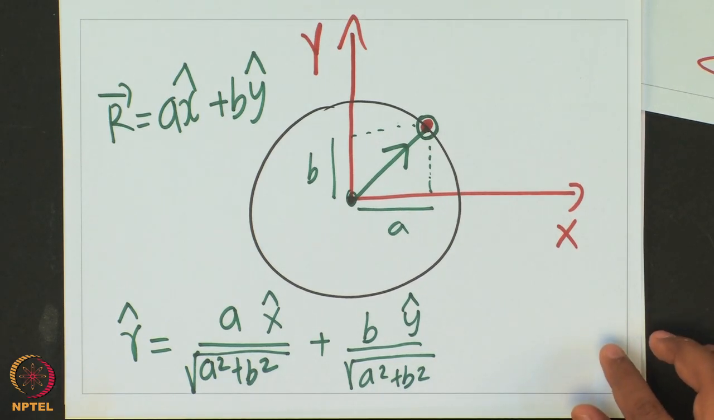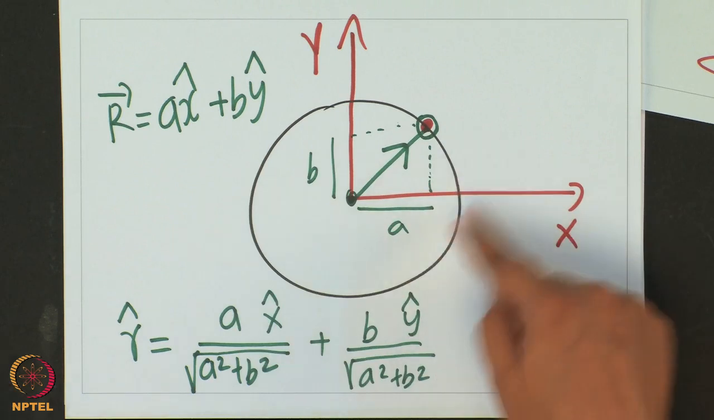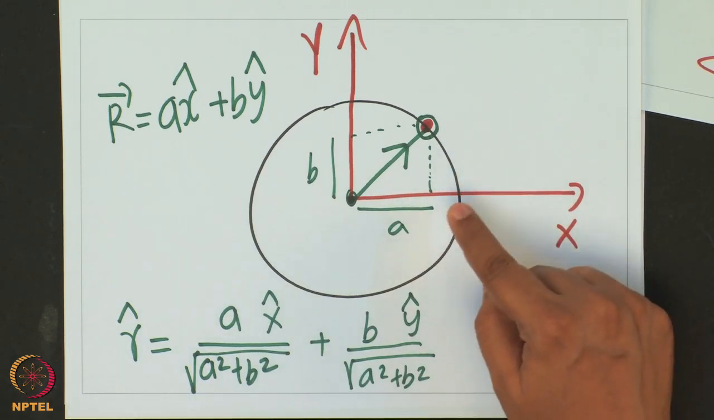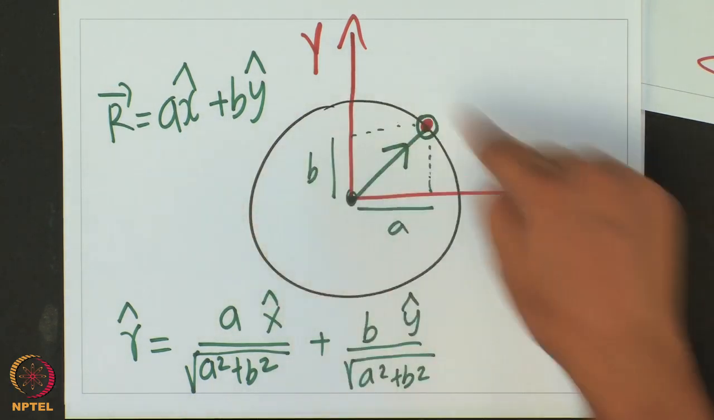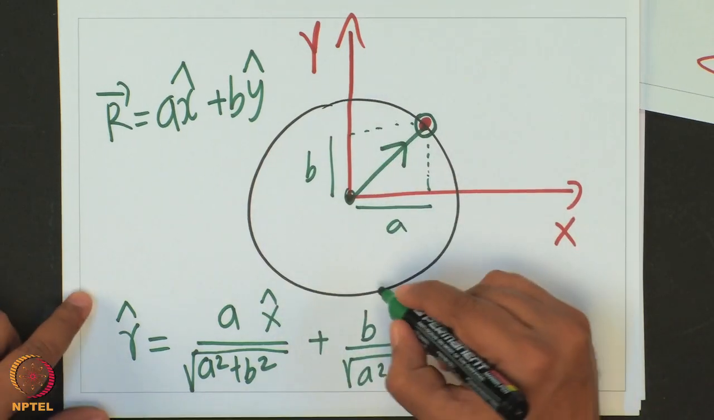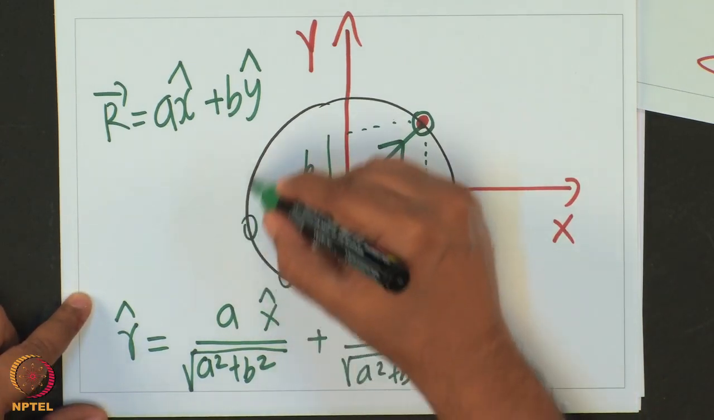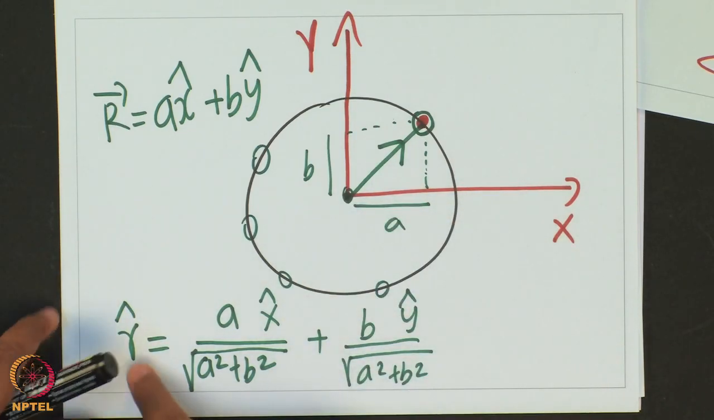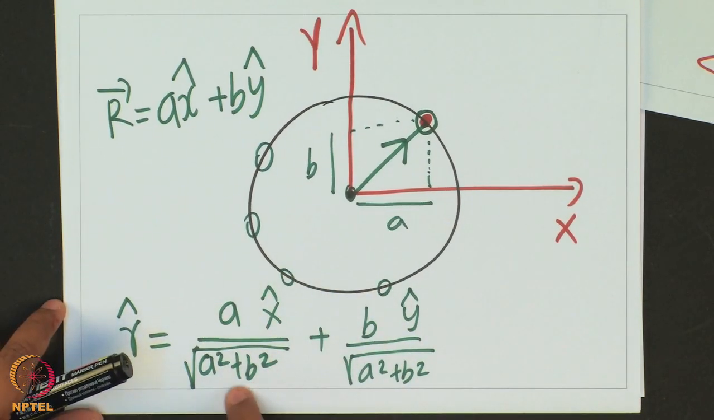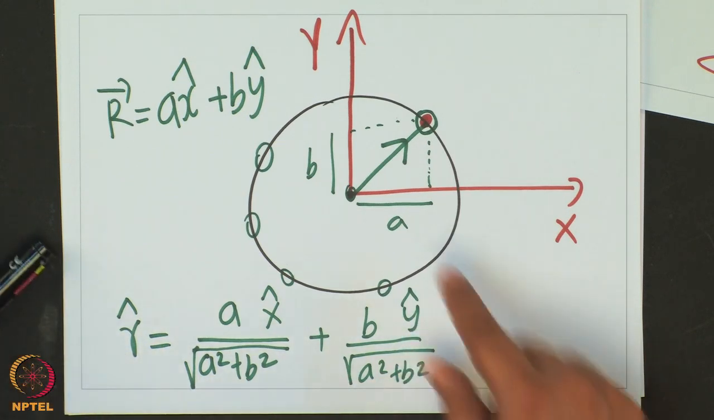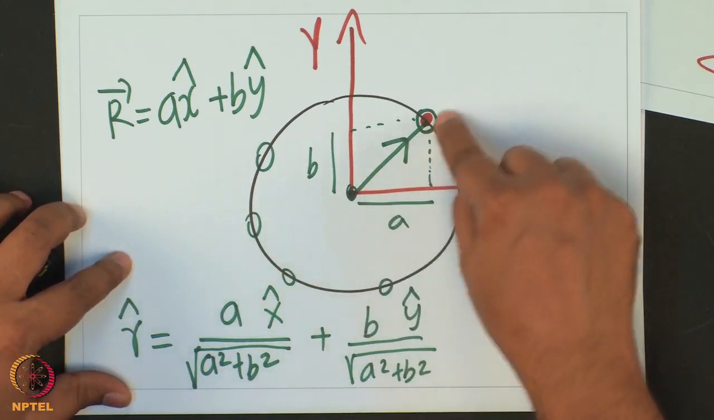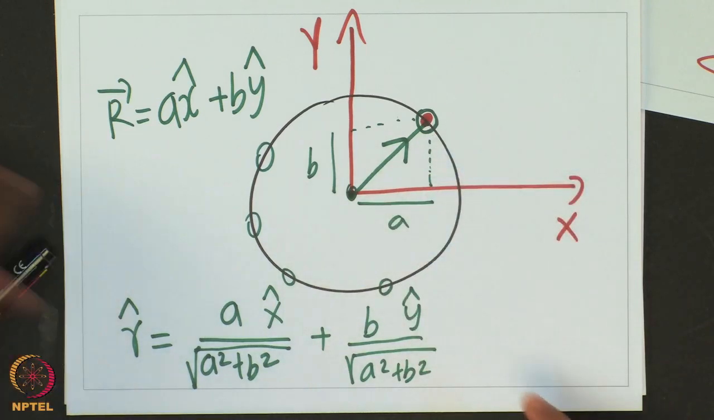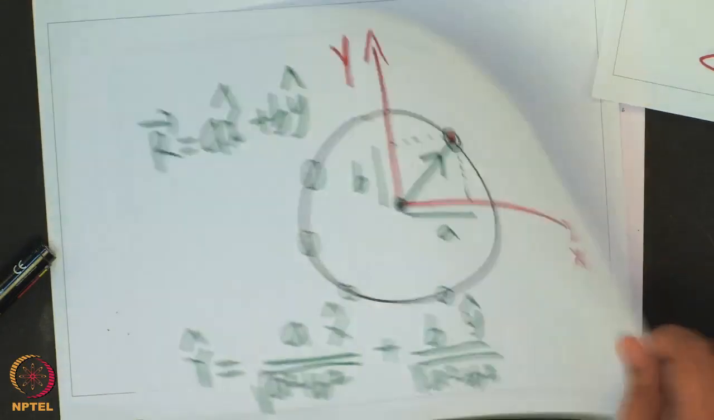Now, if you want to represent something on the circle, like any point here, since this is a circle, any point on the circle will be the distance square root of a square plus b square away from this, because square root of a square plus b square is the radius of the circle. So we know that if you have a circle, its radius is going to be the magnitude of this r vector.